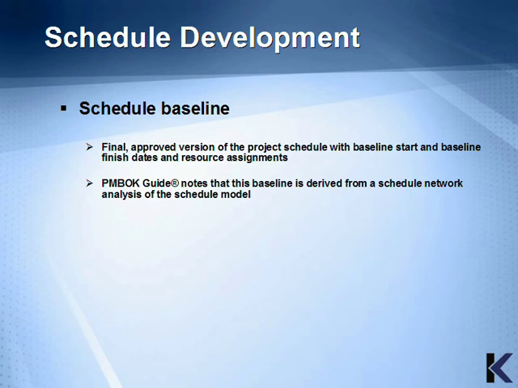And finally, the schedule baseline. This is the final approved version of the project schedule with baseline start and baseline finish dates with resource assignments. The PMBOK guide notes that this baseline is derived from a schedule network analysis of the schedule model. All of the other outputs for this process have been reviewed in previous chapters.